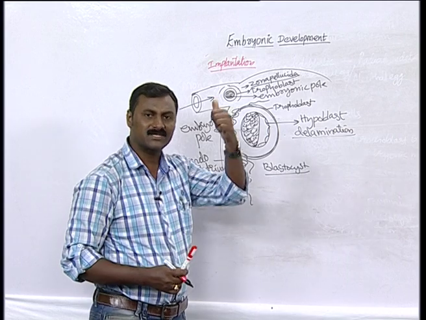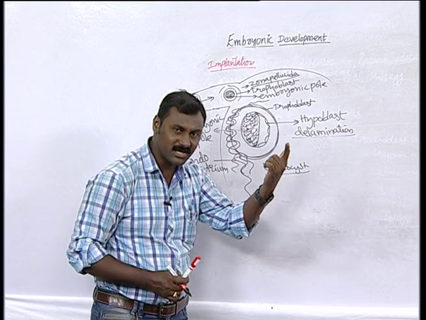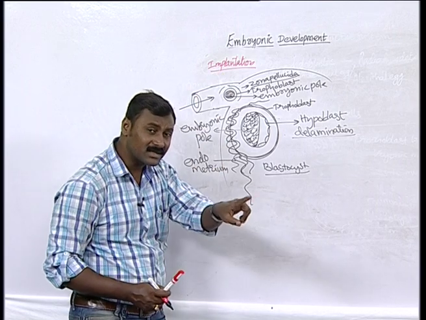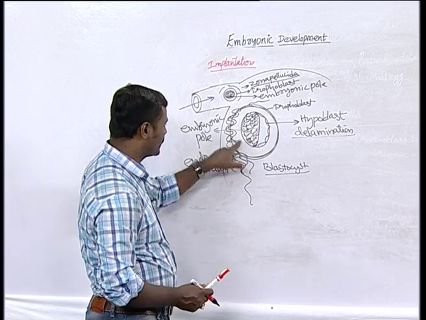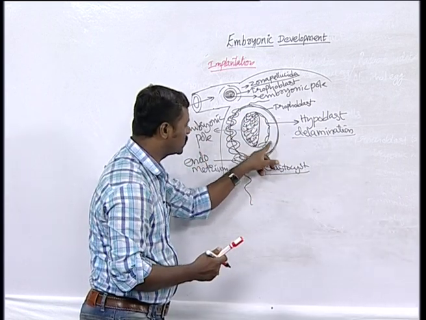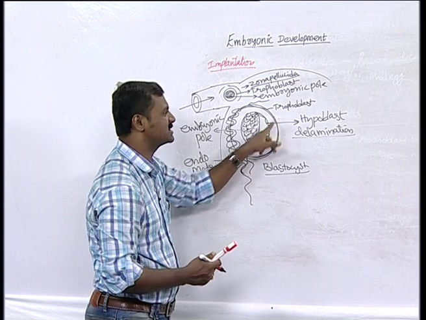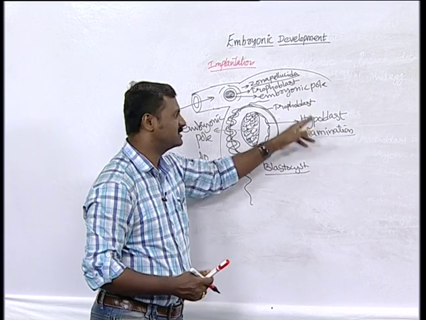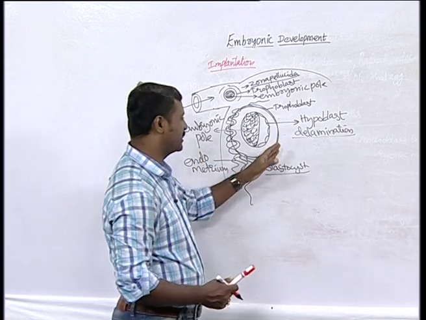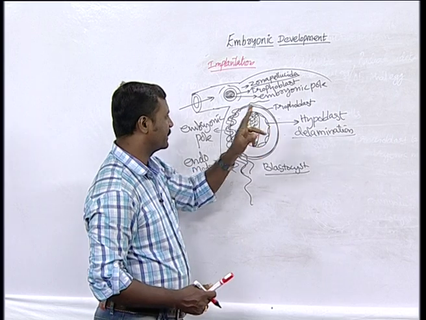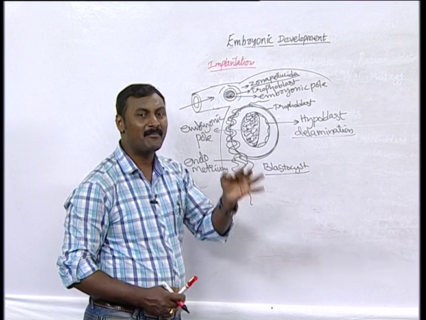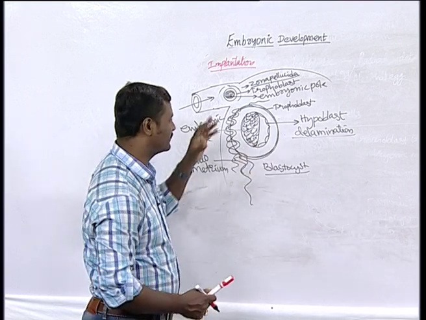Here, first we saw compaction, later cavitation, and now we are observing implantation. After implantation, from the embryonic pole, one layer of cells moves towards the trophoblast by leaving some space. This layer is called the hypoblast, and the process is called delamination. You can see the hypoblast on one side and the embryonic pole on the other, so you are observing a bilaminar embryo here.